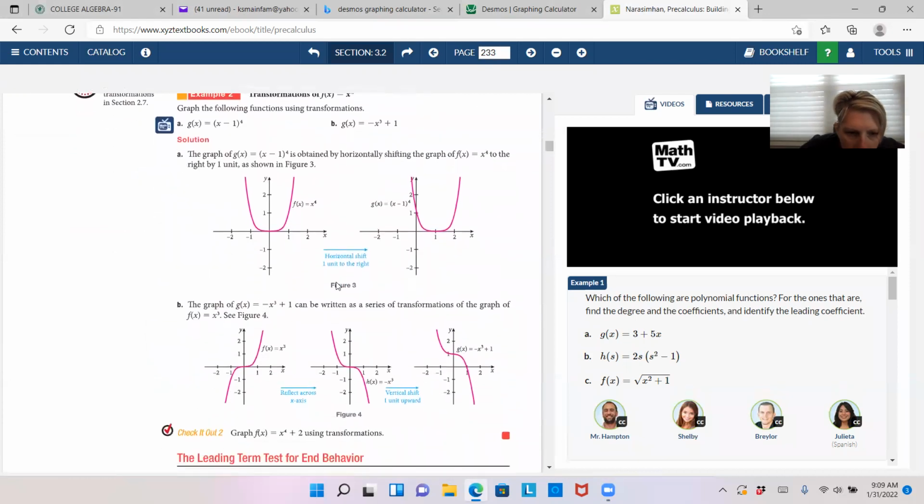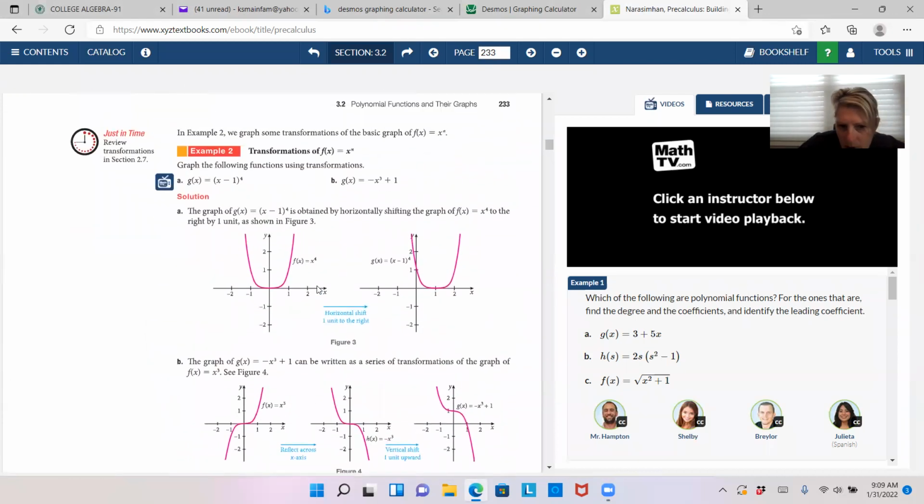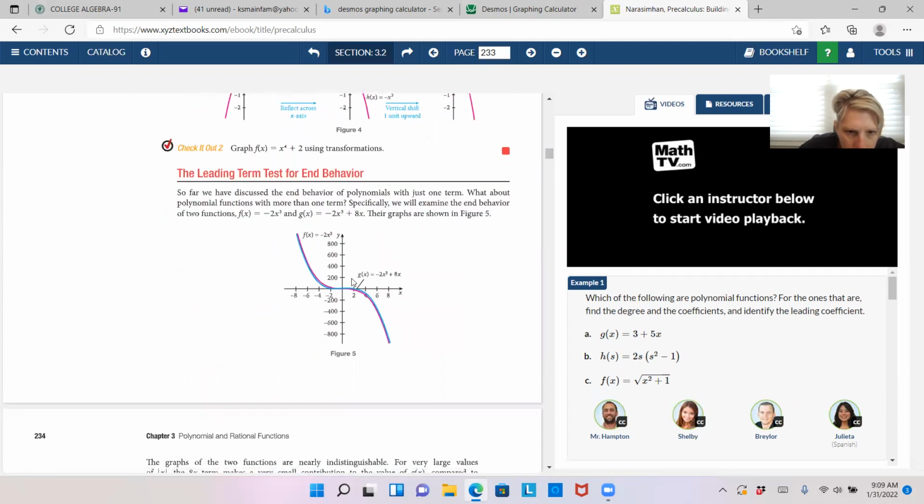Okay, so I'm not going to have you do any fixed transformations because you can use Desmos, and we are going to show some things in Desmos today.